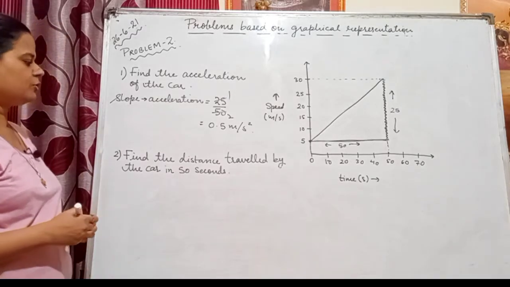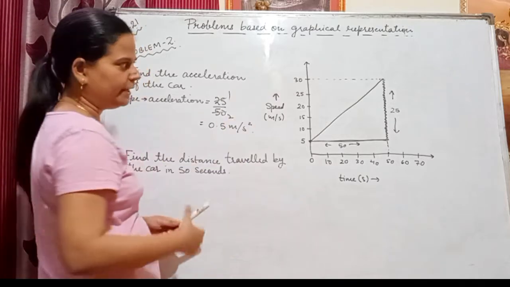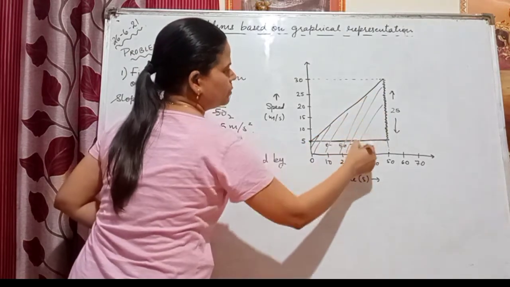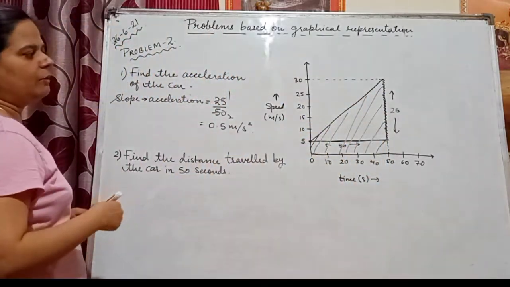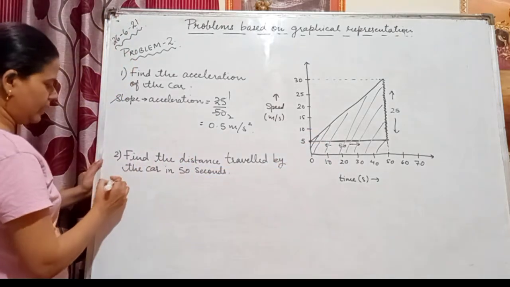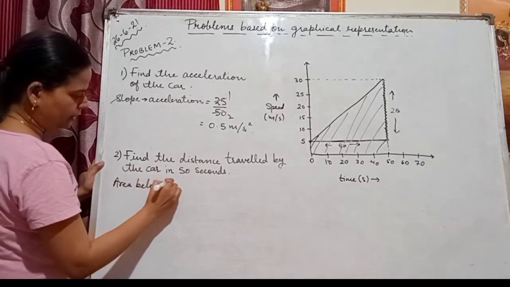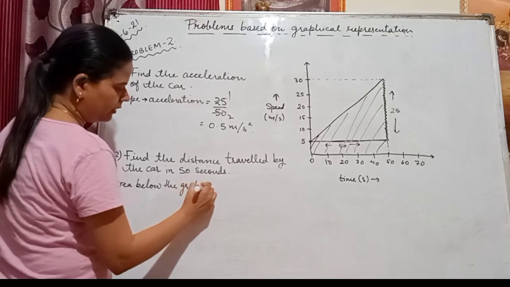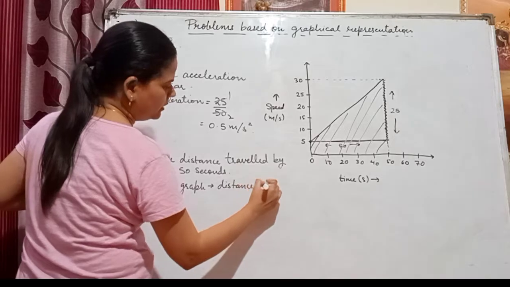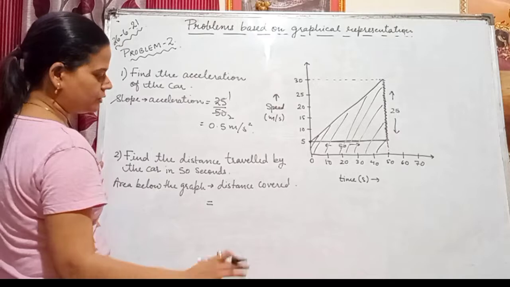Now if we talk about the distance traveled by the car in 50 seconds, we need to find out the area below the graph, right? So the area below the graph is this, the whole area like this. This we have to calculate. Here you can see that we have a triangle and we have a rectangle. So area below the graph represents distance covered.